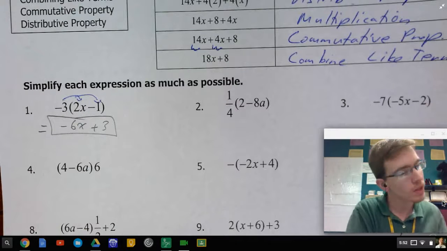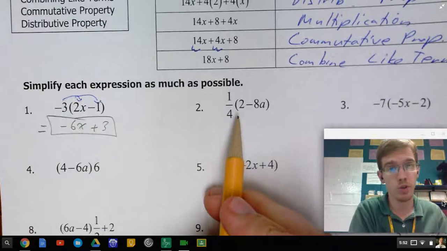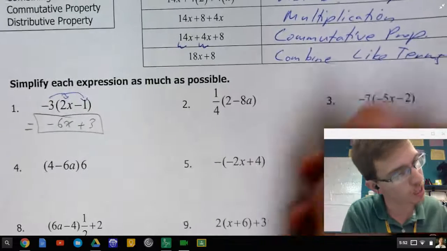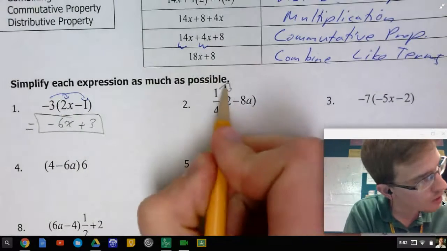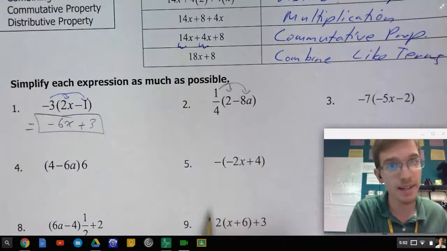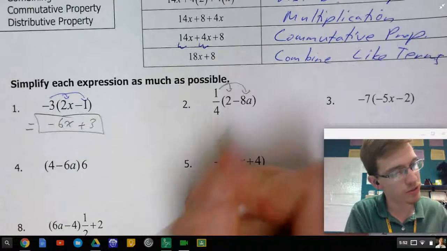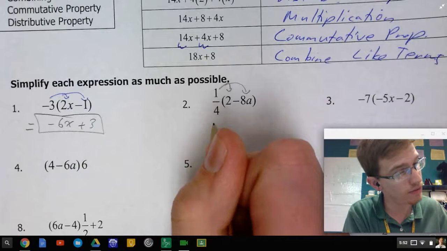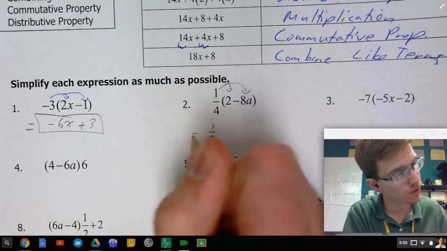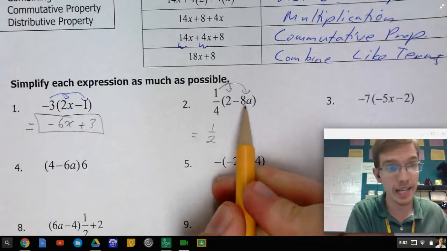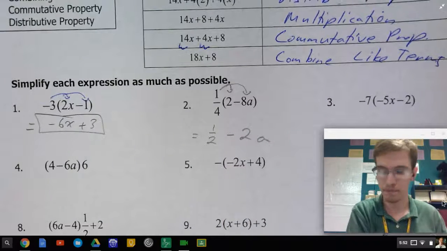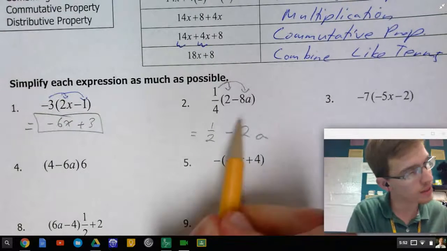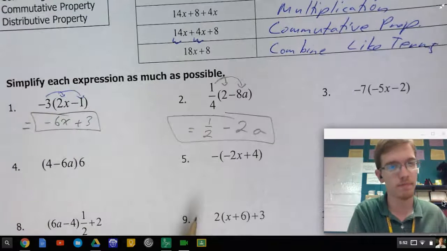Okay, number 2. 1/4 times (2 minus 8a). So we're going to take 1/4 times 2 and 1/4 times 8a. So 1/4 of 2 is actually 1/2. 1/4 of 8 is 2, so we get minus 2a. Can't combine any like terms. That is our final answer.